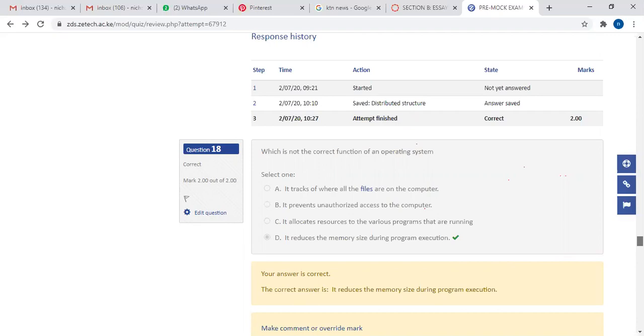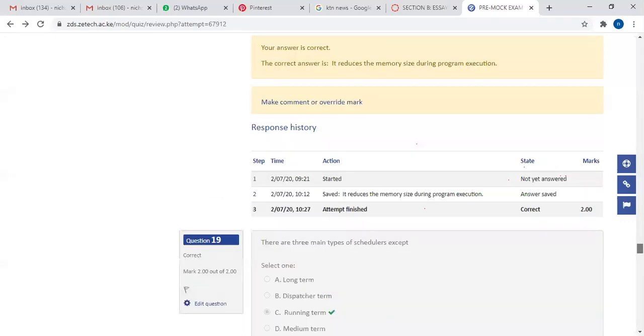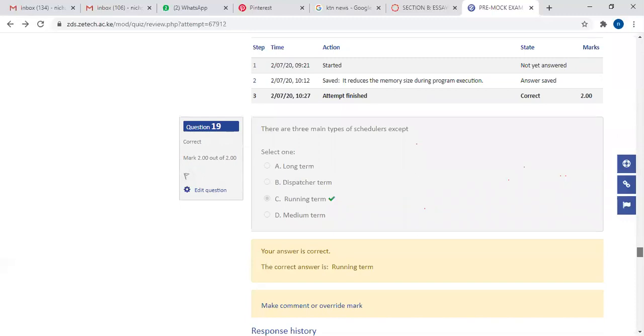It tracks where all the files are on the computer. That is okay. It prevents unauthorized access to the computer. That is obvious, provision of security. Allocate resources to various programs that are running. That is already given. It reduces the memory size. It cannot reduce, that is why it is the answer. There are three main types of schedulers except: running time. Dispatcher is short term, another name for short term. And then we have the long term and the medium.